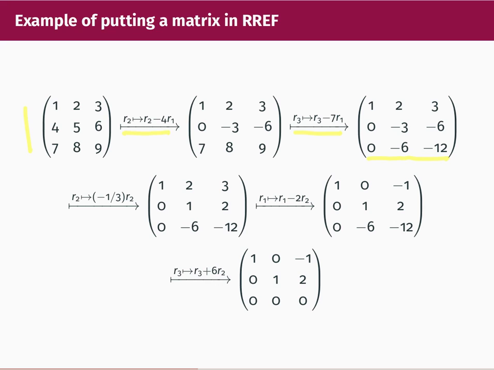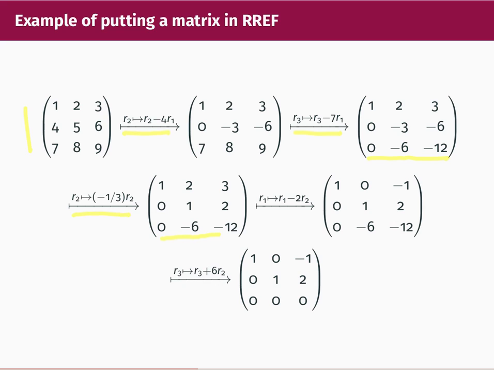Now if you look at this matrix, row 2 has a leading entry -3 in position 2, 2. But in a row-reduced echelon form matrix, all leading entries have to be equal to 1. In order to make that happen, let's multiply row 2 by -1/3. That's the row operation notated here, and the result is this matrix here. You can see that rows 1 and 3 haven't changed, but row 2 now has leading entry 1.